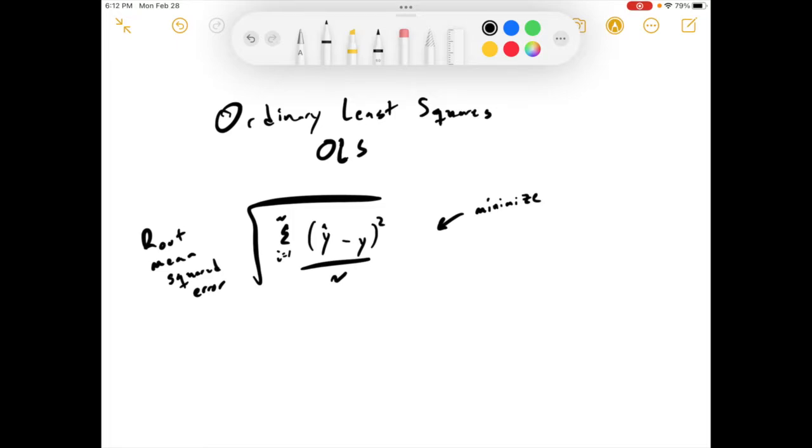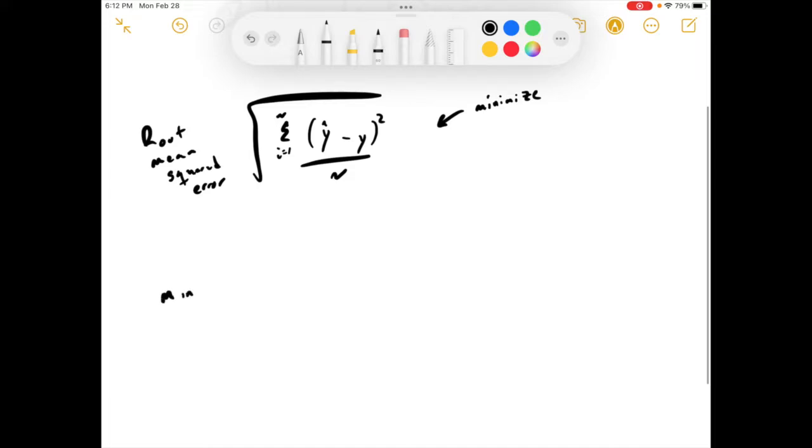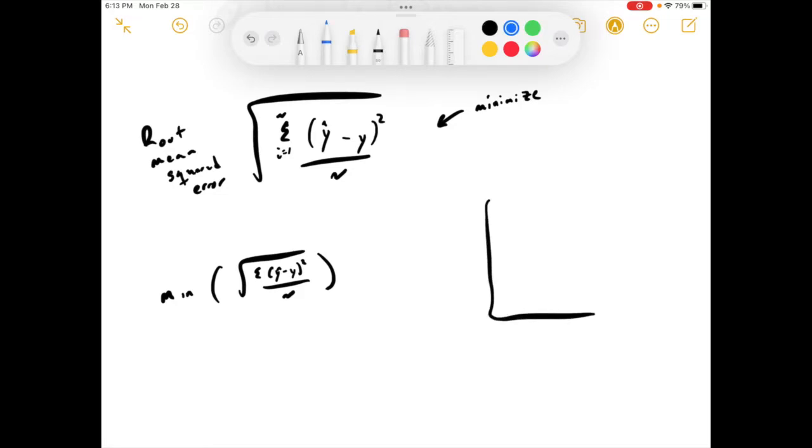So to start, we've got the RMSE, and we want to minimize it. I'm going to write this again. We want to minimize the square root of the sum of the errors here, squared over n. But if you think about it, the square root is a monotonic function. The plot of it looks like this. It is always increasing.